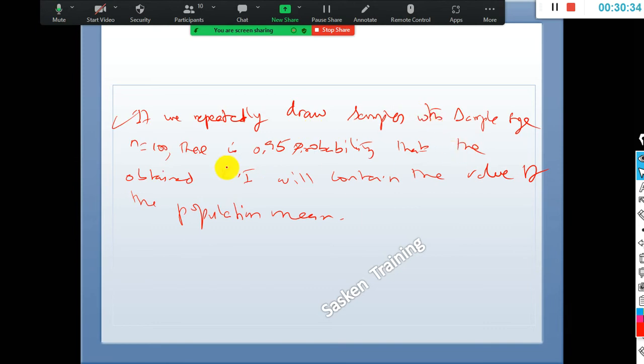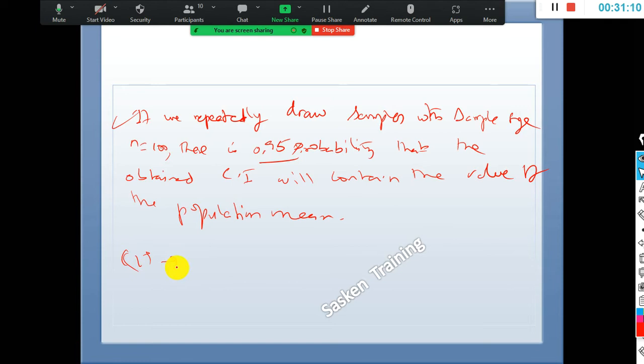If you repeatedly draw samples with sample size n, there is a probability that the obtained interval will contain the value of the population mean. If you draw multiple samples, sample to sample, the mean will vary. Obviously, when the mean value changes, the confidence interval also changes, right? How can you make a statement that there is a 95% probability that the obtained confidence interval will contain the value of the population mean? So here, there is the central limit theorem, right? That is where the central limit theorem comes into the picture.